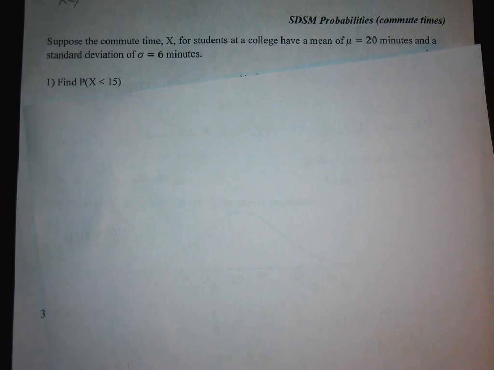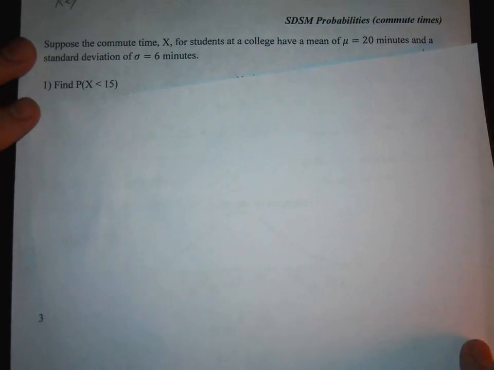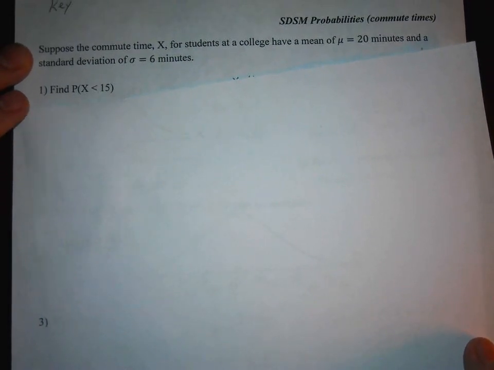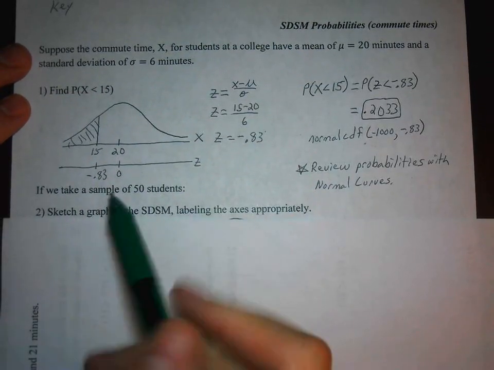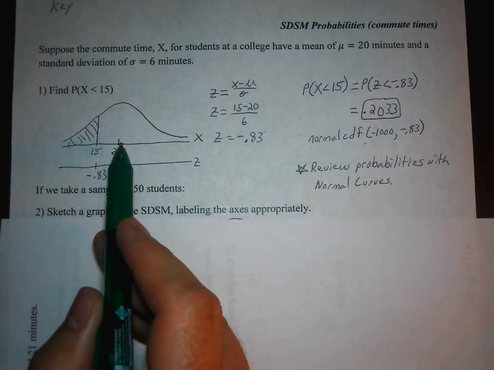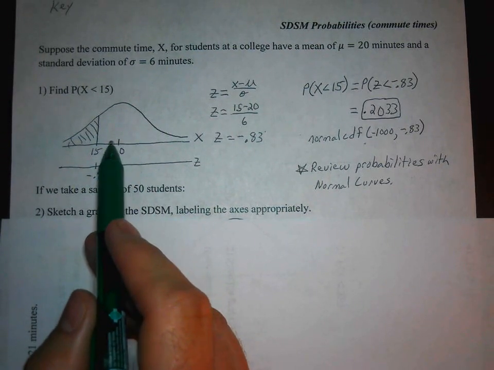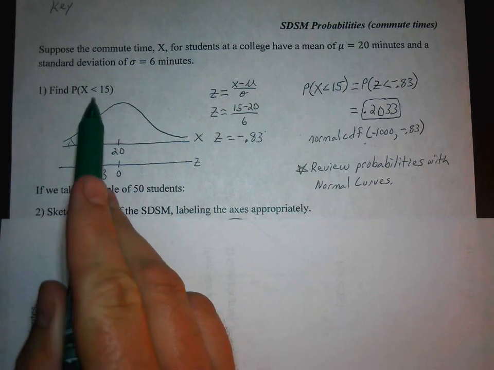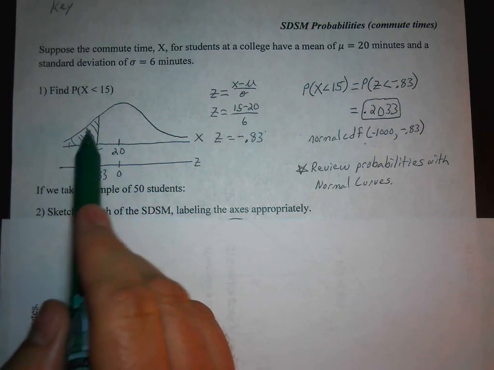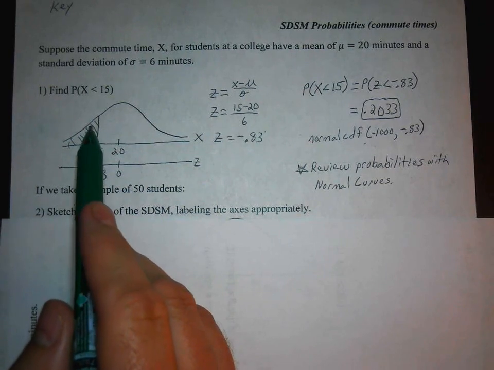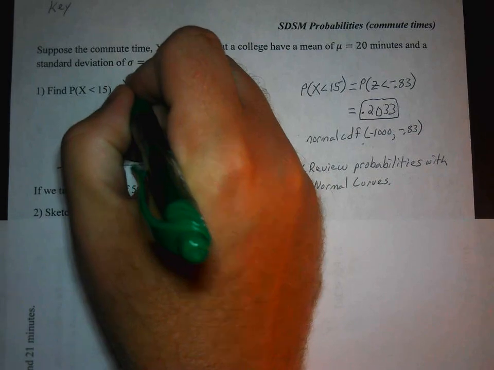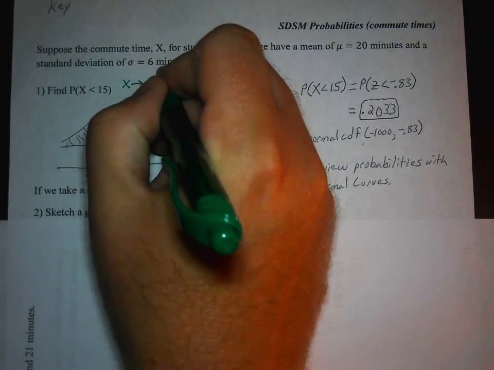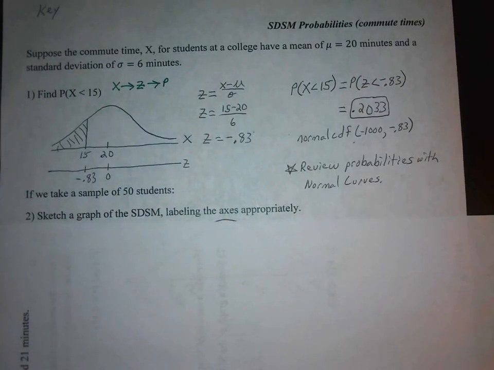So this goes back to what we've done before. Go back and study the normal curve probabilities. You put 20 in the middle because that is your mean. 15 is going to be below that. And then x is less than 15, meaning we're shading to the left, because less than you shade left. Now, in order to find a probability, you have to convert x into z and then find the probability in your tables or your calculator.